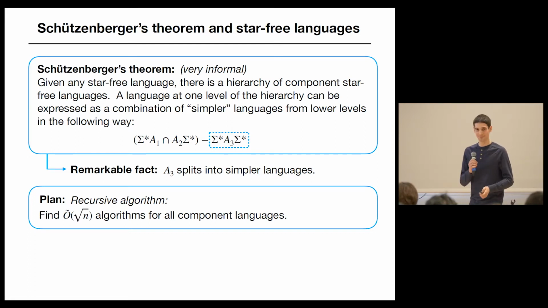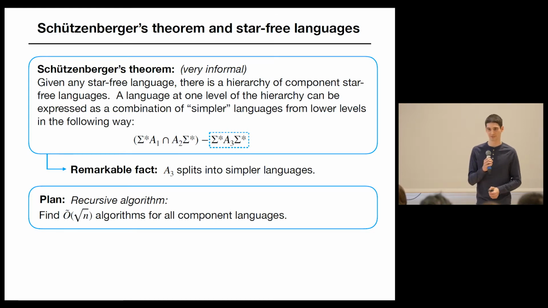Okay, something that's very much not obvious and that I won't get into is that if I have a square root n algorithm for A1, I don't actually need the algorithm for A1, right? I need the suffix algorithm. I need the algorithm for sigma star A1.